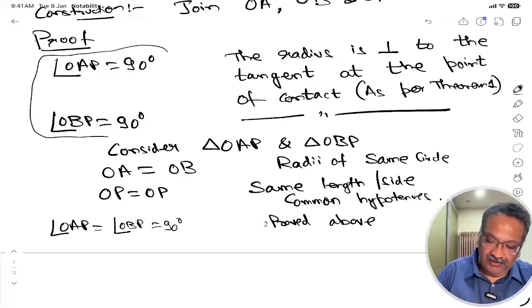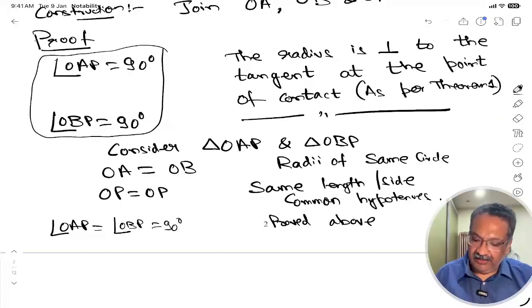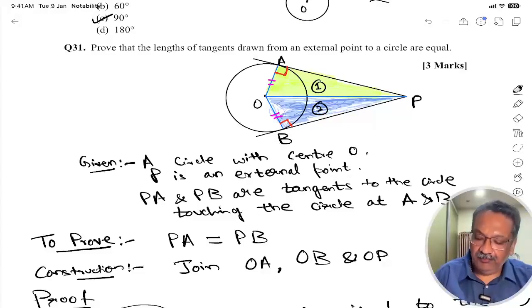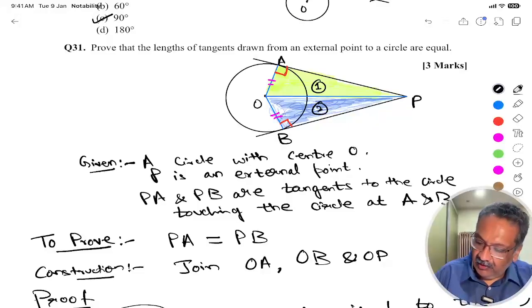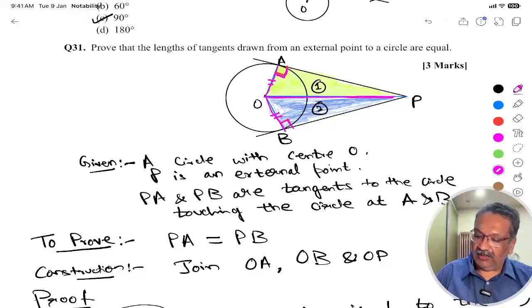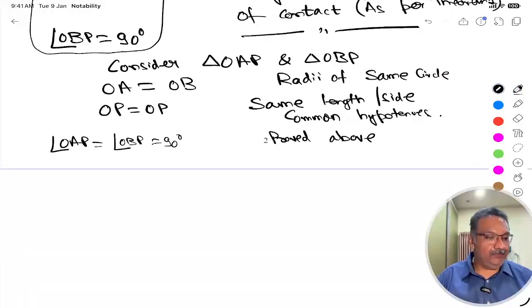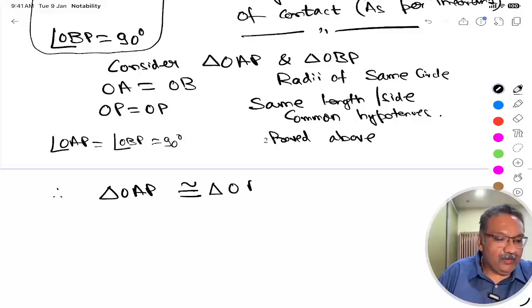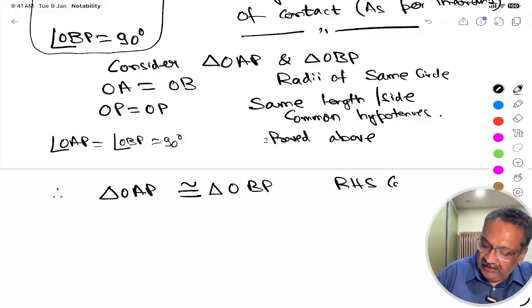These two, angle OAP is equal to 90 degrees and angle OBP is equal to 90 degrees. So, in these two triangles, that is triangle OAP and OBP, you have one side equal and the hypotenuse of both is equal, plus one right angle is equal. Okay? So, we can say that triangle OAP is congruent to, therefore, triangle OBP. Okay, these two triangles are congruent because of the RHS rule.